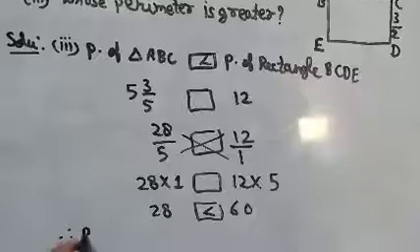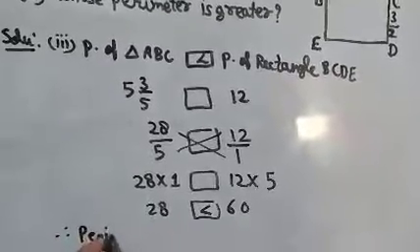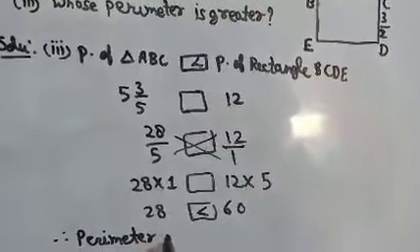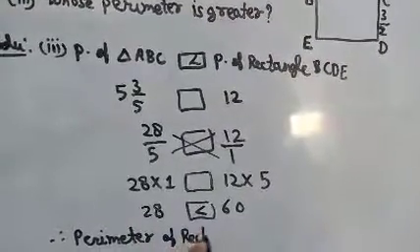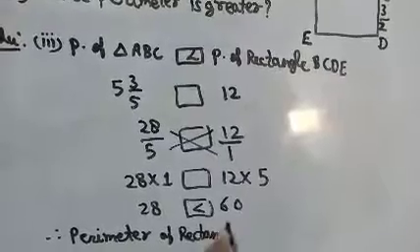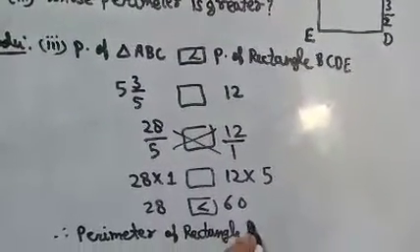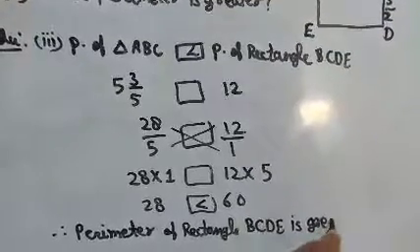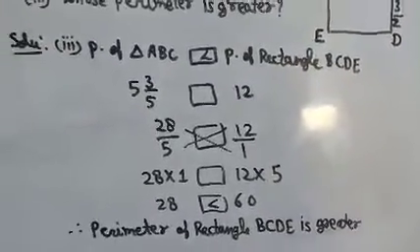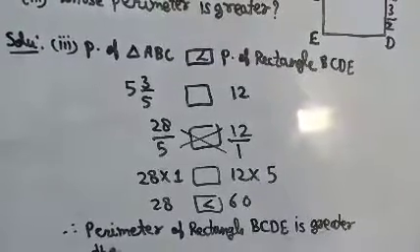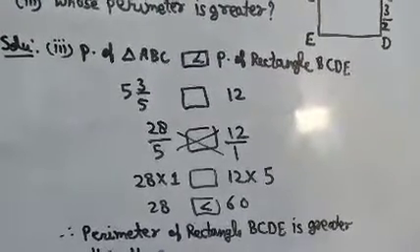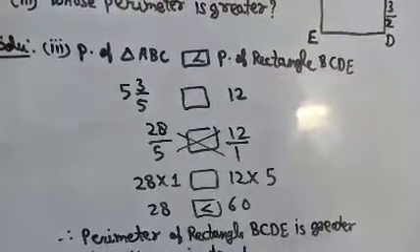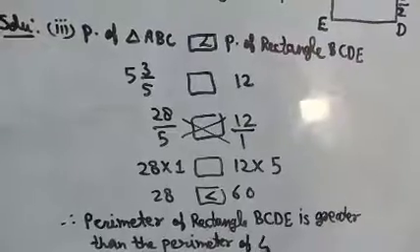Therefore the perimeter of rectangle BCDE is greater than the perimeter of triangle ABC.